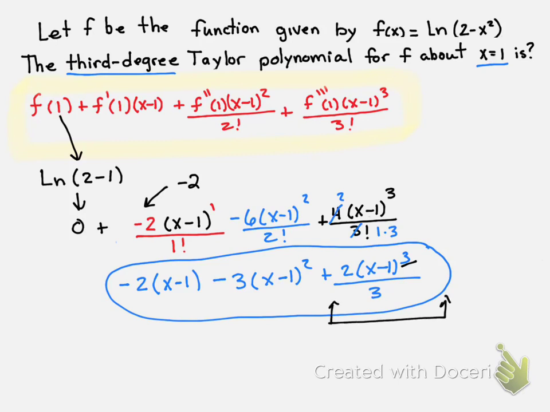So that's a little bit about vocabulary. If you want the third degree Taylor polynomial, you want all of the terms in the polynomial, because a polynomial has many terms, up until the largest term they ask for.